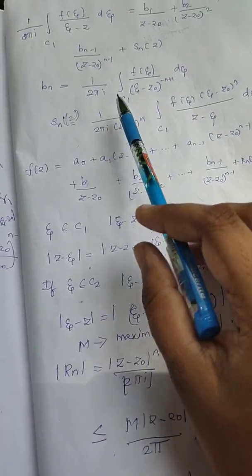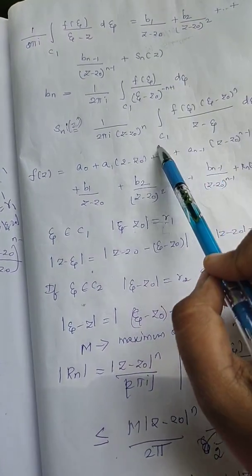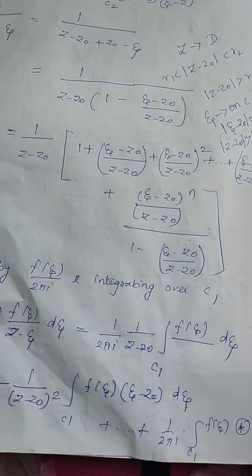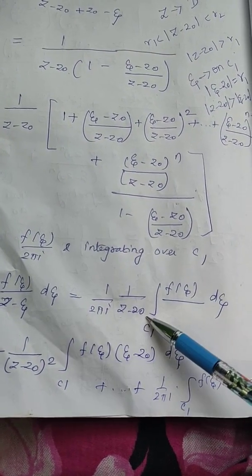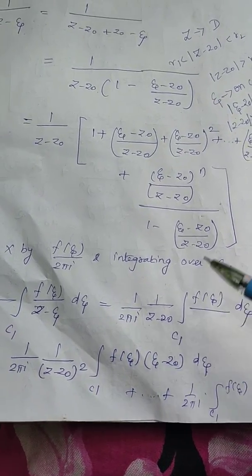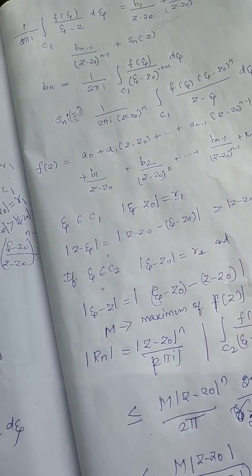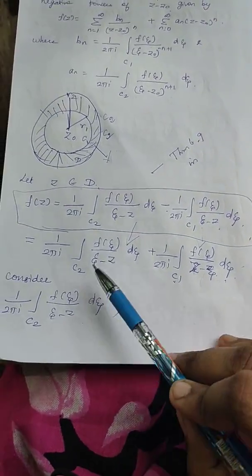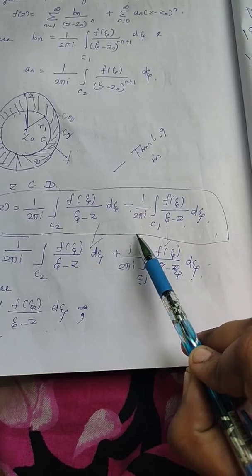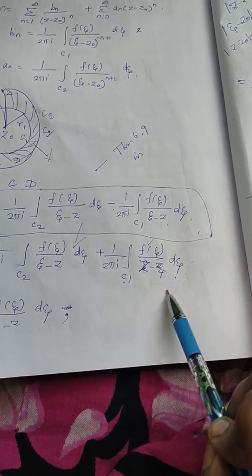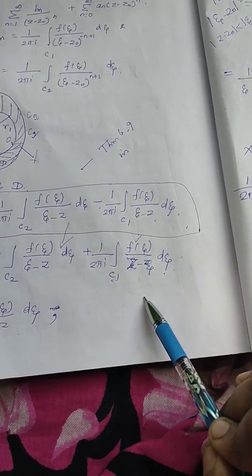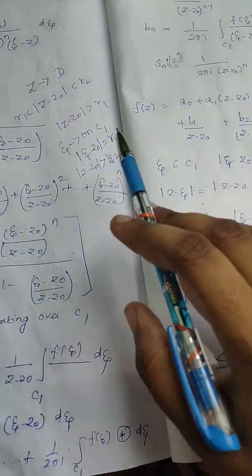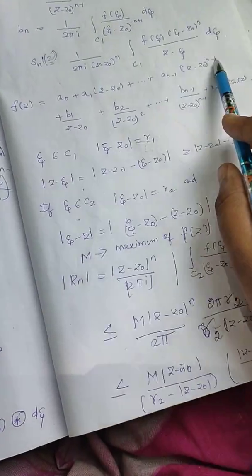So at last you'll be having b naught plus b1 (z minus z naught), b1 divided by z minus z naught and all those stuffs. So here I'm having b naught divided by z minus z naught plus b1 divided by (z minus z naught) the whole square, and like that you'll be having. So this integral value is equal to a naught plus a1 (z minus z naught), and so on. This integral value is equal to b naught divided by z minus z naught plus b1 divided by (z minus z naught) whole square and so on. So finally I combined all those terms and I have written my f of z in this way.